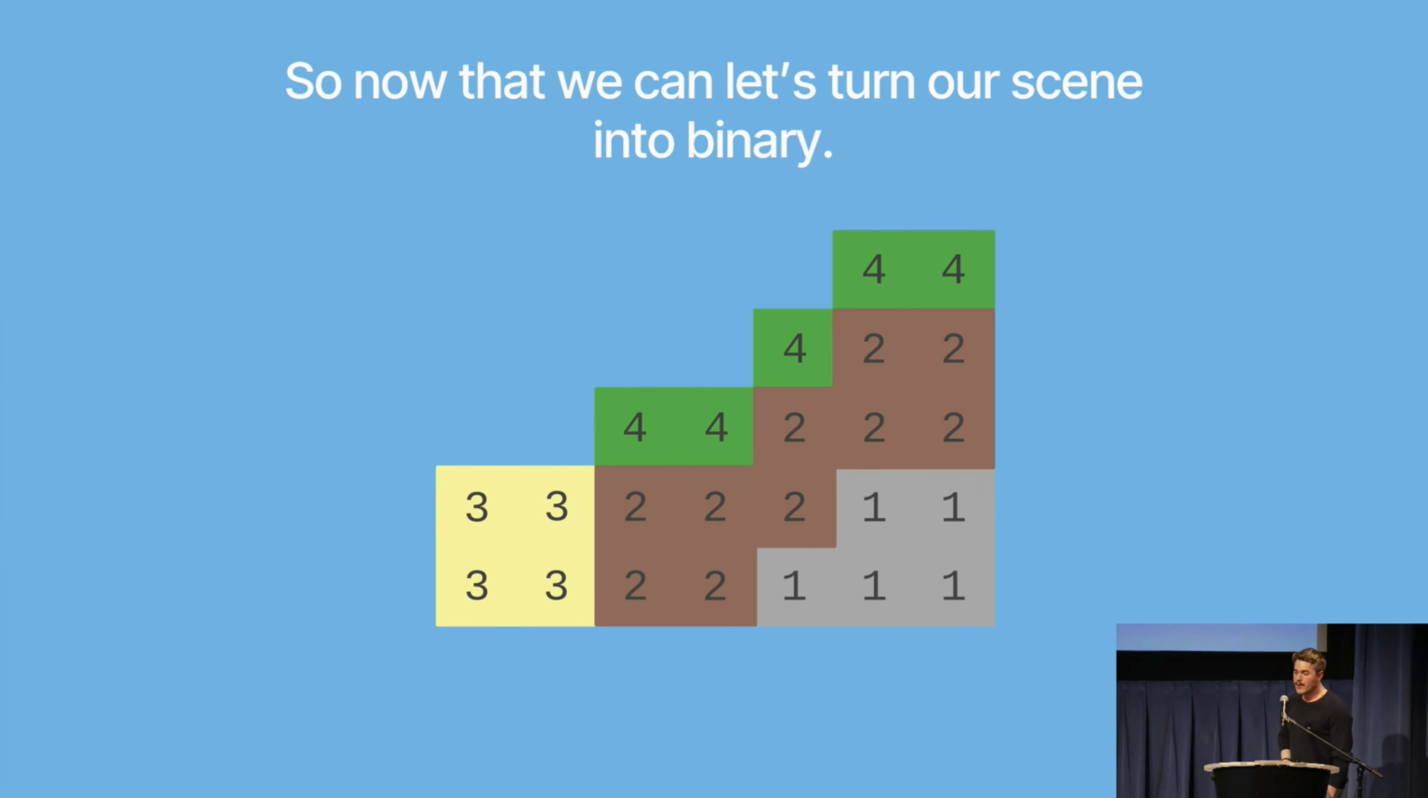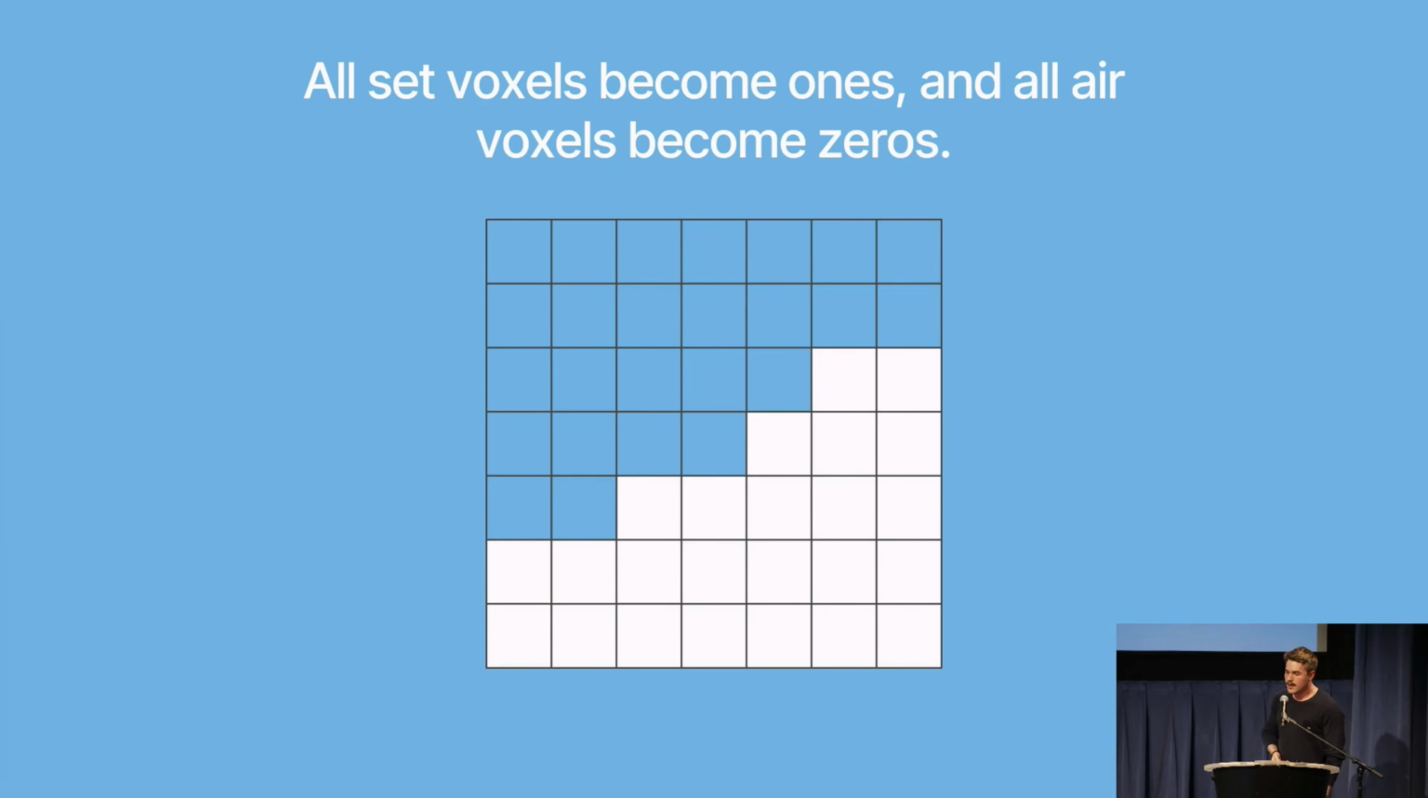So now, let's turn our scene into binary. We have this bit array, we have 1 bit per voxel. What we can do is take any voxel with any type at all and set them to 1s. And we can set any voxel that has a type of air or 0 to 0, right? And we can see this represented here with white boxes for 1s and empty boxes for 0s.